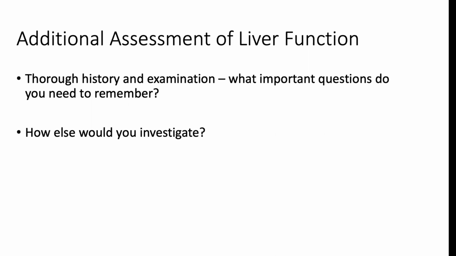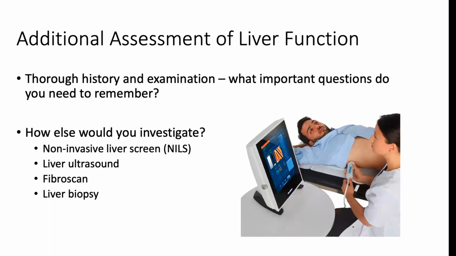There are various ways you can investigate liver function. So they include the following. So there's something called the non-invasive liver screen, or a NILS, and that's on the next slide. So we'll talk about that in a second. You can do a liver ultrasound scan. This can show any gross abnormalities and assess the size of the liver. You can do something called a Fibro Scan, which again, we'll talk about in a bit, but it's quite similar to an ultrasound, but it assesses how firm the liver is.